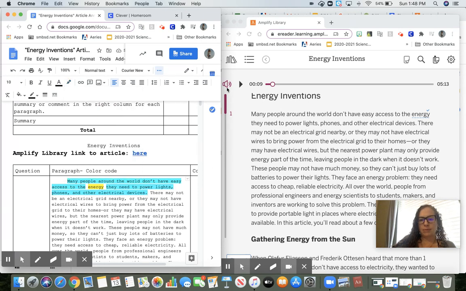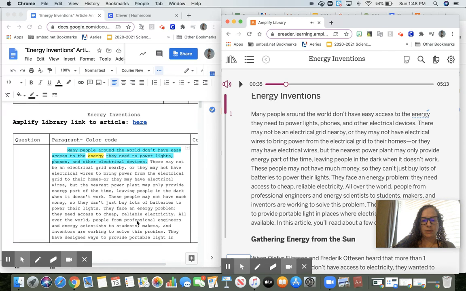Okay. So now I'm going to press play, let it kind of keep reading. There may not be an electrical grid nearby, or they may not have electrical wires to bring power from the electrical grid to their homes. Or they may have electrical wires, but the nearest power plant may only provide energy part of the time, leaving people in the dark when it doesn't work. These people may not have much money, so they can't just buy lots of batteries to power their lights. They face an energy problem.